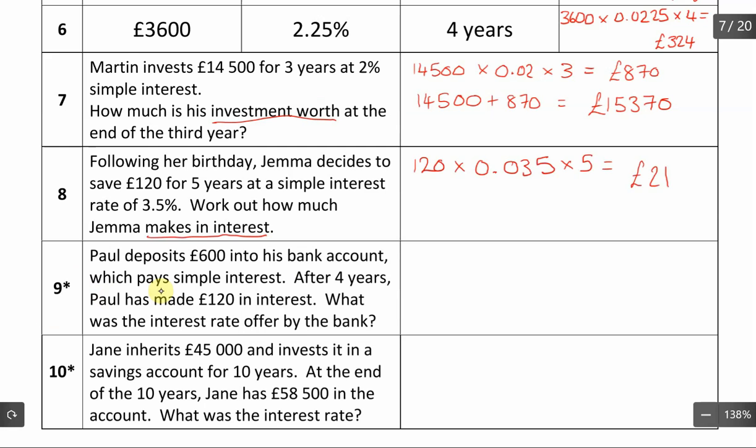Number 9. Paul deposits £600 into his bank account, which pays simple interest. After 4 years, Paul has made £120 in interest. What was the interest rate offered by the bank? This is a reverse question. They've already told us the interest was £120. Now the last thing we did was to times by the number of years. So that's the first thing we're going to undo. We're going to divide by the number of years. So we're going to do £120 divided by the number of years, which is 4, to work out how much interest Paul got per year. So that's £30 interest per year.